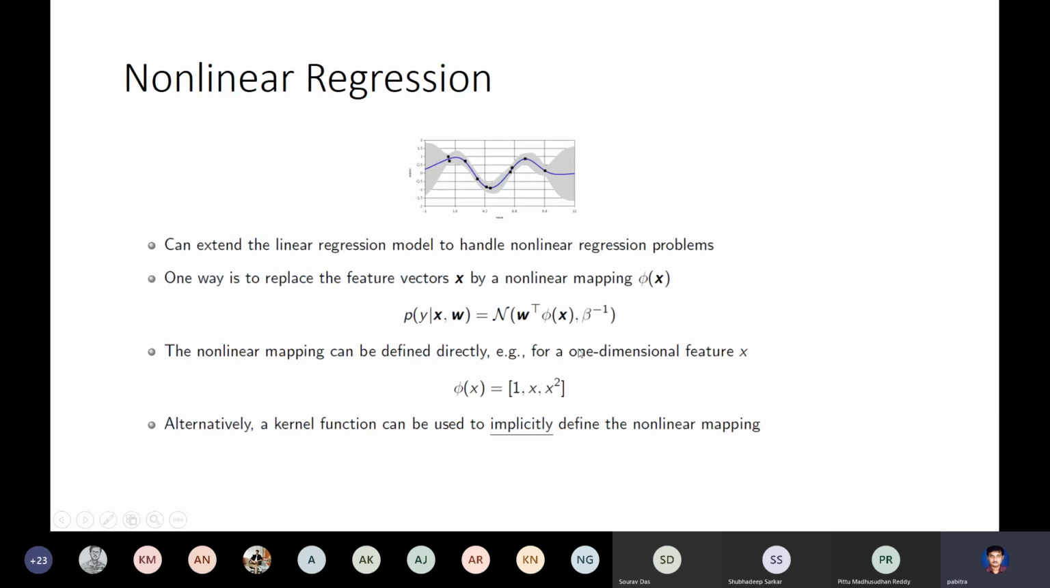So it is still normal. You remember it was w transpose x plus beta inverse. That was the normal distribution of y. Now it is w transpose phi(x), where phi is a nonlinear mapping, and beta is the variance of the noise part that remains the same. This is kind of an implicit mapping. If we go through all this exercise of the posterior predictive distribution, your picture will look like this. There will be a possible variation in y along the parts where you don't have data.